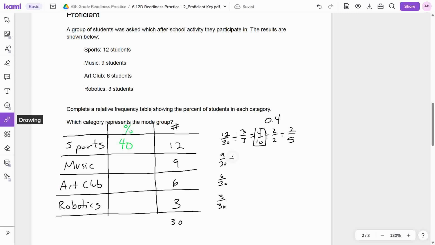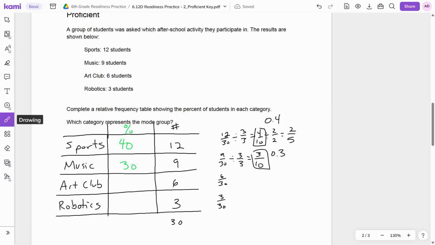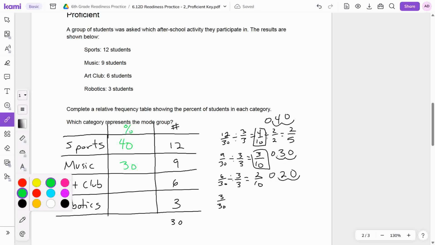9 thirtieths, if I divide this by 3, it's going to end up being 3 tenths. So that's 0.3, which is 30%, because I moved the decimal over twice, right? 1, 2 gets me 30. Let's divide this by twos. Nope, let's divide that by threes, because that will get me to tenths. That's what I'm looking for. 2 tenths, 0.2, 1, 2, 20%.